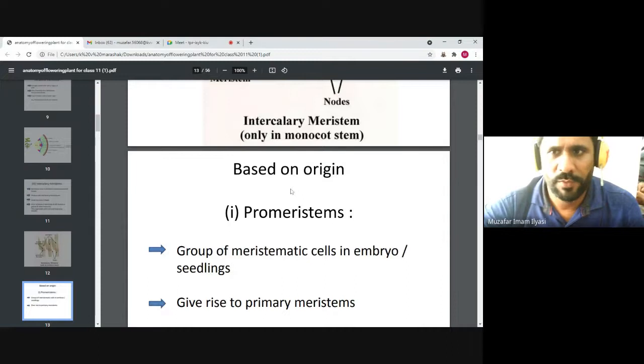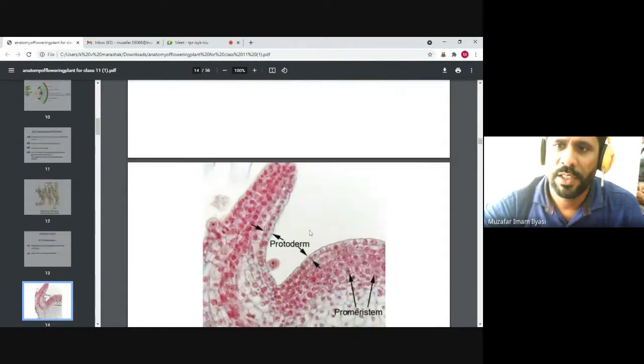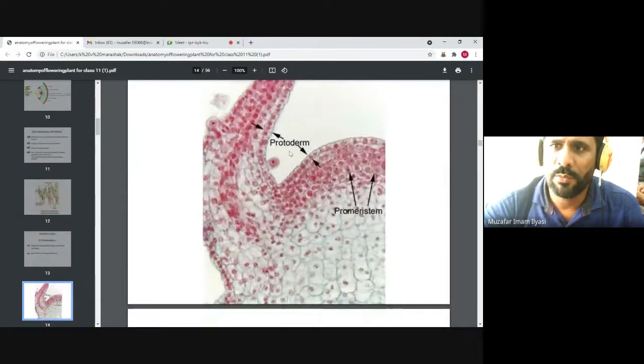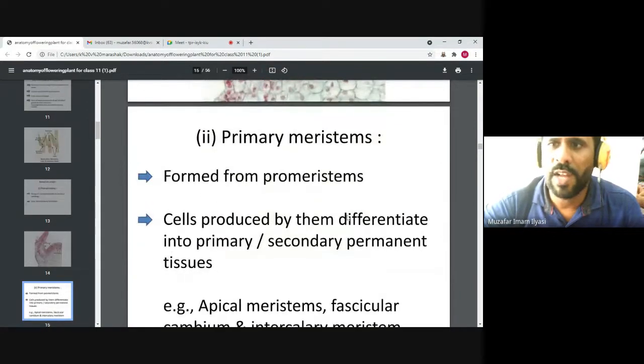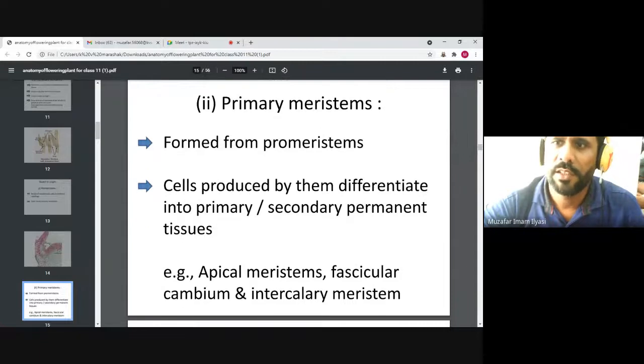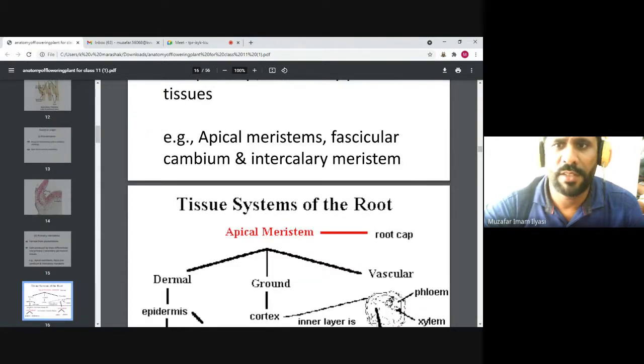This picture is showing, based on origin, the promeristem. Groups of meristematic cells in embryos or seedlings are termed promeristems, which give rise to primary meristems. Here one can observe this one is the protoderm and this one is the promeristem. Now the discussion about primary meristems. Formed from promeristems, the cells produced by them differentiate into primary and secondary permanent tissues. These are apical meristems, fascicular cambium, and intercalary meristems.